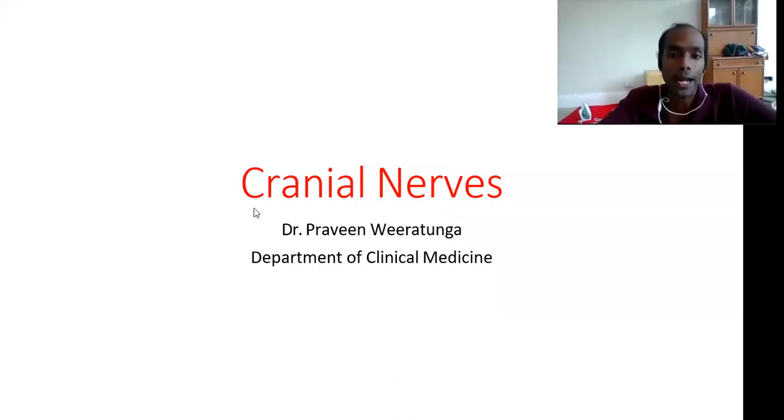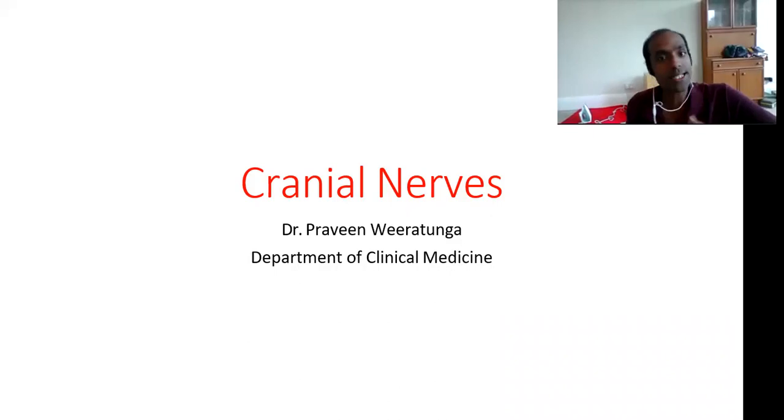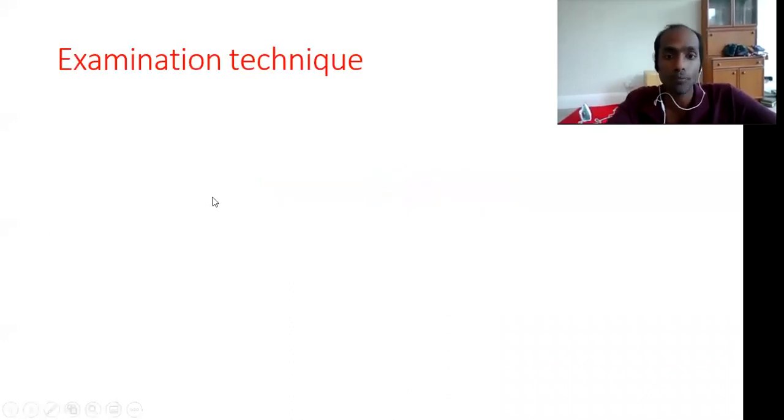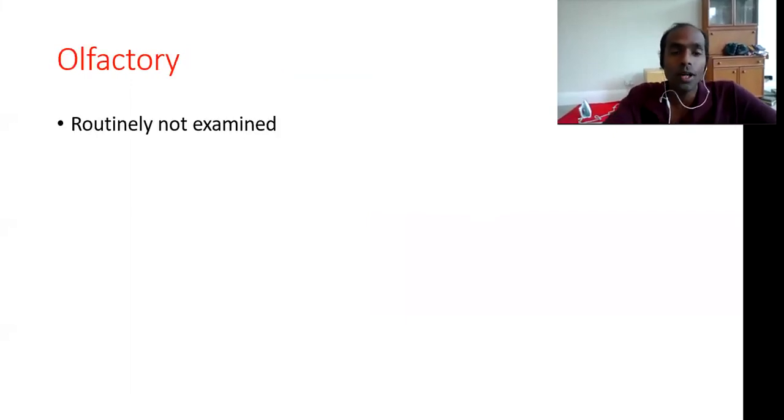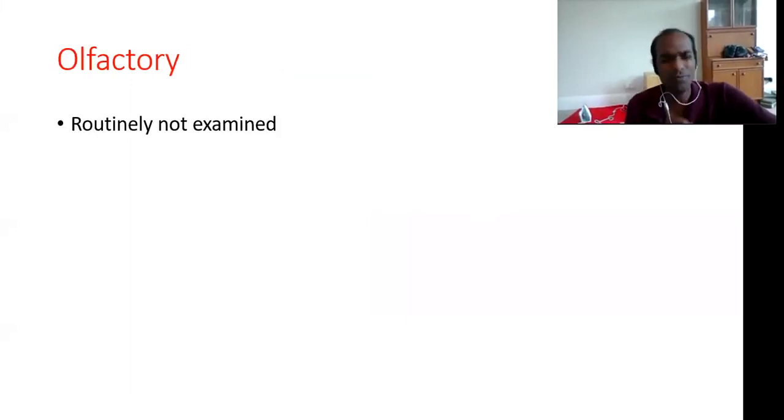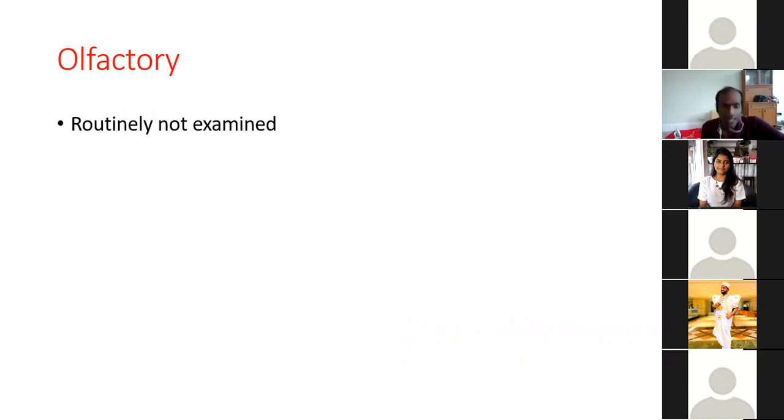Let's start off with the cranial nerves, and this will follow a similar structure to most of the other sessions that we have had so far. Initially, I will talk about the important techniques in examination and the examination routine, and then we'll move on to interpretation of physical signs. Now, the first cranial nerve, we routinely don't examine, so don't worry about it too much.